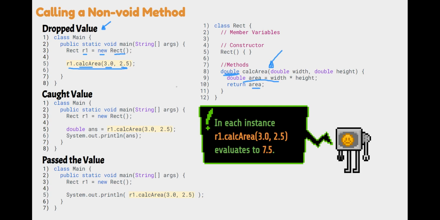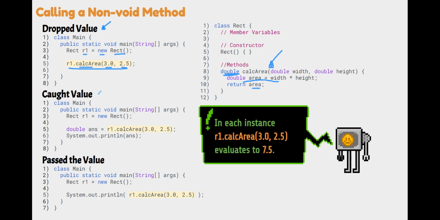But we don't do anything with that 7.5. We're not putting it into a variable. We're not printing it out. So then it just kind of goes away. We're just dropping the value. So dropping the value isn't a good thing. If you're going to call the method and ask for an answer, you should do something with that answer.